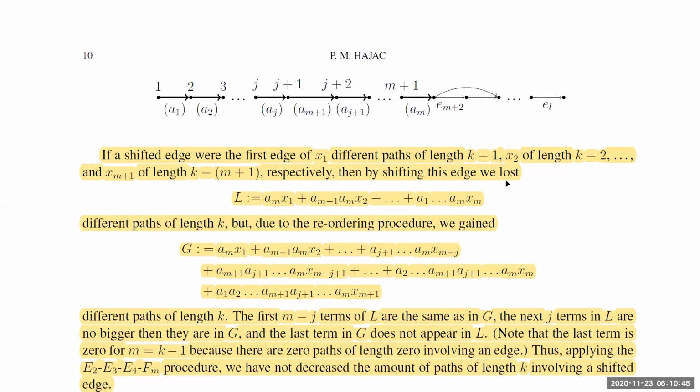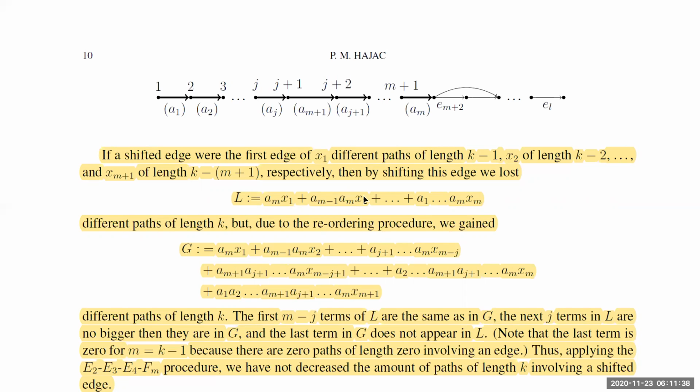And we continue like this until the index j+1. Right here, the numbers are basically changed. We look at the shifted edge as being an appropriate edge in a path of length k, and this is preceded by a path going from the vertex j+1 to the vertex m+2. And the amount of all such paths we gain is, of course, a_{j+1} times a_{j+2} up to a_m times x_{m-j}. Okay? And note that when I look at these m-j terms, they are exactly the same in G as they are in L. These are the same numbers, identical.